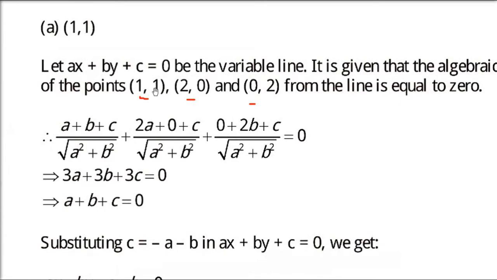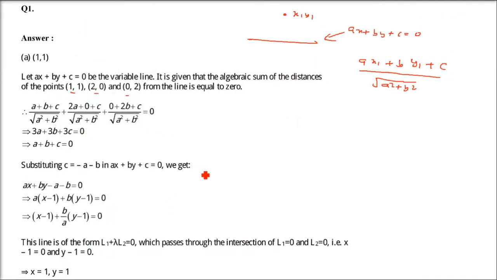So here also we will do the same thing. Our equation is ax + by + c; put (x, y) as (1, 1), in the other one put (2, 0), and in the third one put (0, 2). In the denominator for all of these, you have the square root of a² + b². When you add them, you can multiply both sides by the square root of a² + b², so the denominator is eliminated. So we get 3a, 3b, and c + c + c is 3c. Take 3 common and cancel it: a + b + c = 0.